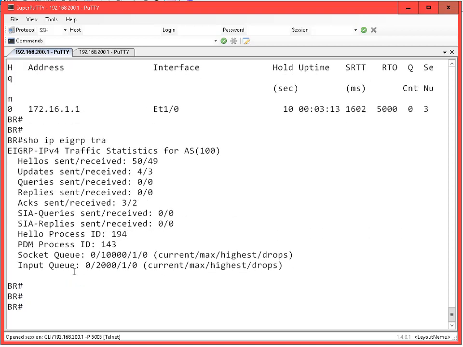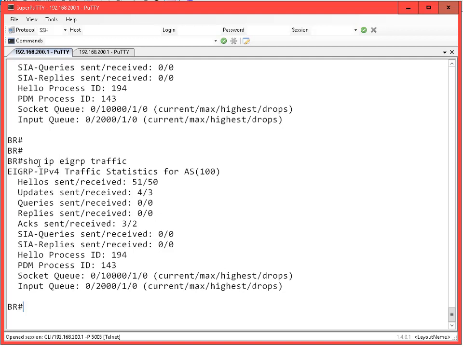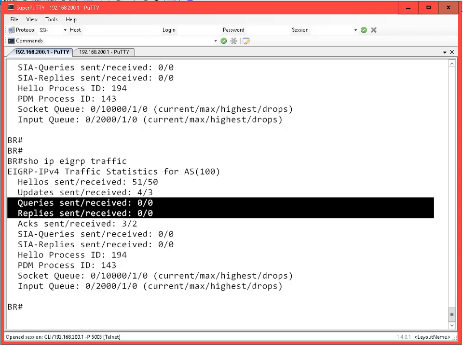We didn't see this command before, but let me put the whole command: show IP EIGRP traffic. This tells me all the hellos I've sent and received, all the updates I've sent and received, if I've sent any queries (we'll talk about the query process a little bit later on), and whether I've received any replies. Queries and replies are always married together. Replies are sent in response to a query, so it makes sense that we don't have any replies because we never sent any queries.